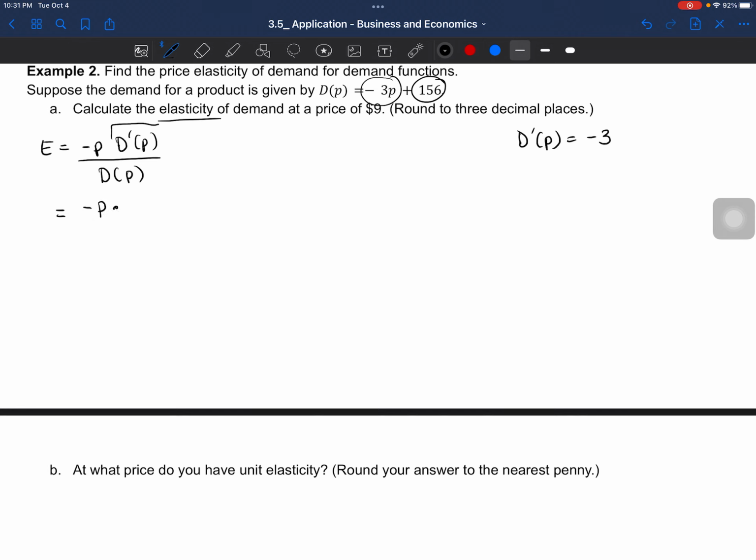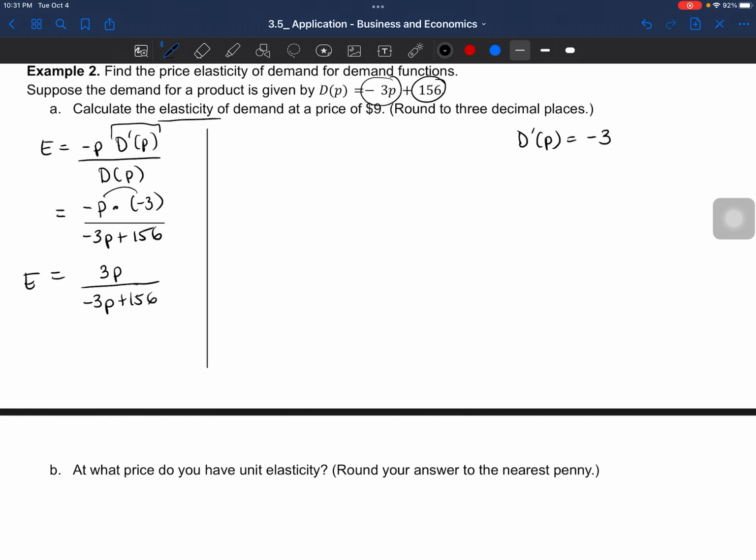So there you go, right? All right, so let's go ahead and substitute that. So we have negative p times D prime of p, which is just negative 3, all over D of p, which is negative 3p plus 156. We could probably simplify these two by having negative times negative become positive 3p all over the same denominator. So this is our elasticity.